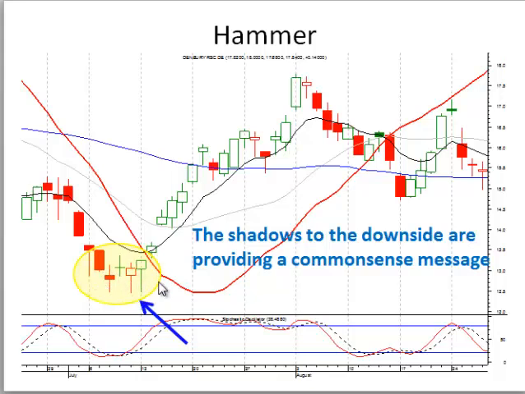This whole setup down here: downtrend, doji, hammer, look for bullish confirmation. And it's basically confirmed by the fact that your stochastics, being in the oversold area, are now starting to come back up. That means there is a change of investor sentiment.